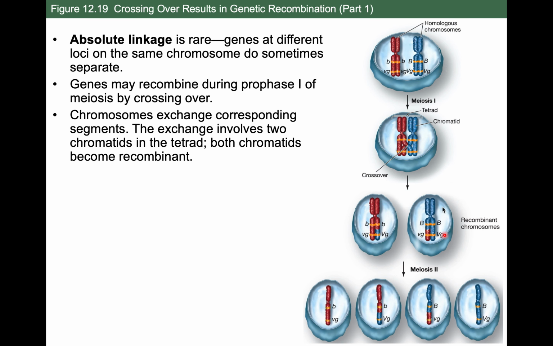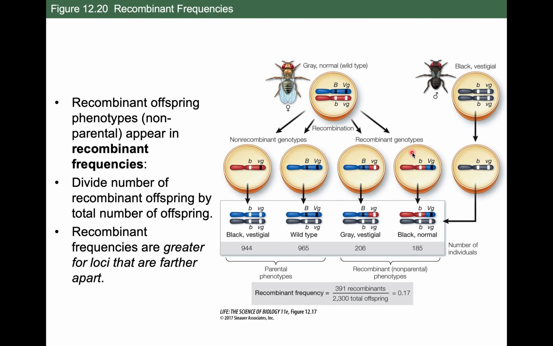Let me go back here. Imagine these two genes, the B and the VG, are very, very closely linked, even closer than they are in this picture. If that's the case, what's the chance that you're going to get this crossover between the two genes? It's going to be very small, because there's just very little space there to work with. Whereas if these two genes are on the same chromosome but they're very far apart, it's more likely you're just going to get a crossover between them just due to random chance. So that's the basis for those frequencies. Higher frequency, genes were farther apart. Lower frequency, genes were closer together.